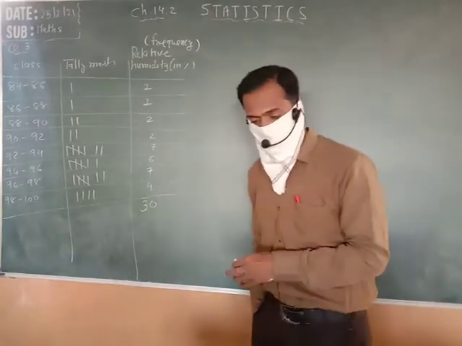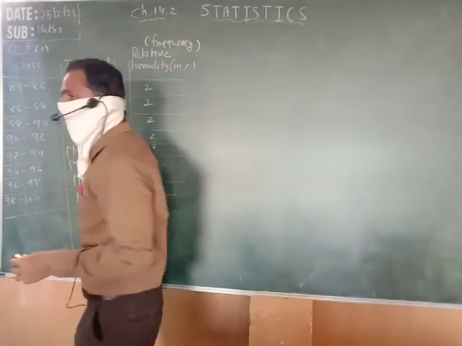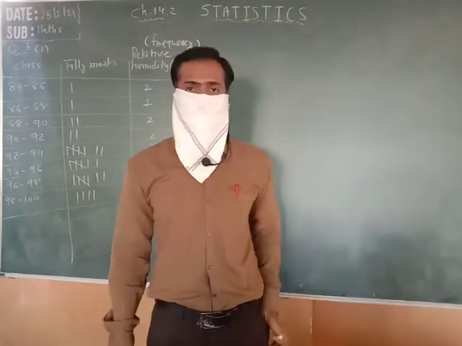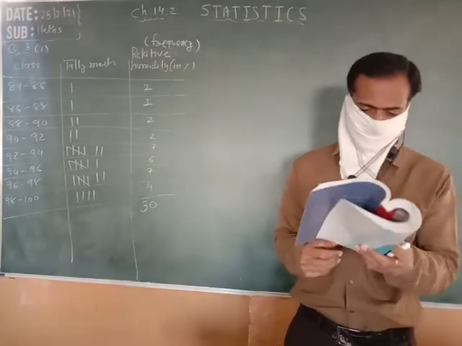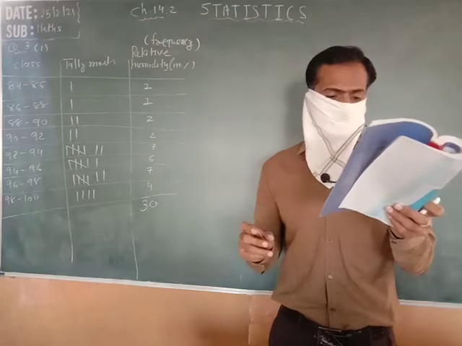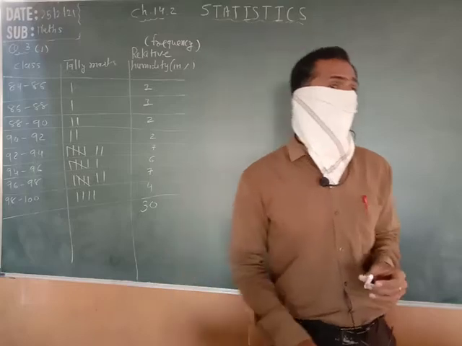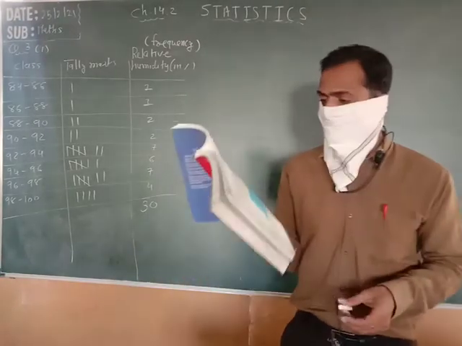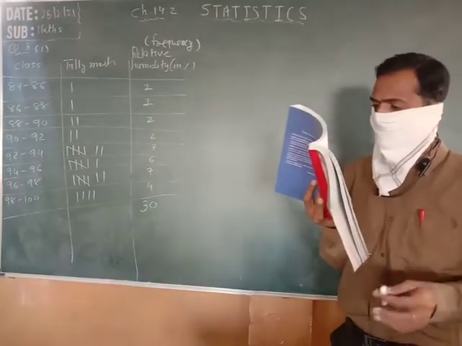A few questions are asked over there. It is asked to form a cumulative frequency distribution table, which we have already made. The second question is: which month or season do you think this data is about? See, maximum humidity occurs in the rainy season, in the monsoon. So this data is about which season? Monsoon.